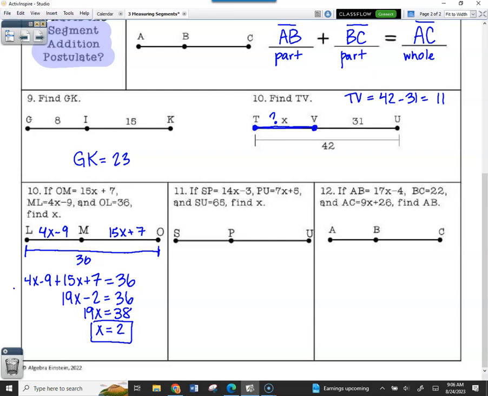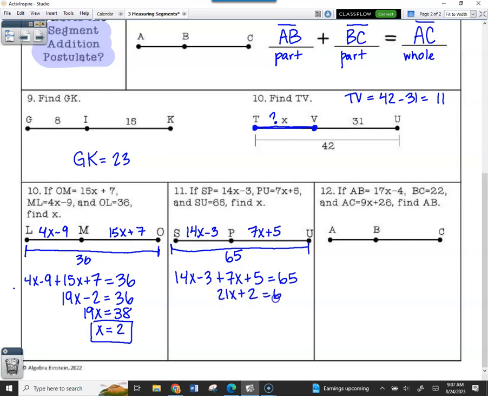All right, in 11, you should have labeled an S to U. It is 65. This is the exact same scenario as 10, so please try that. So this is going to be another part plus part equals whole. Then you're going to solve the equation and get to x. What's 63 divided by 21? 3.